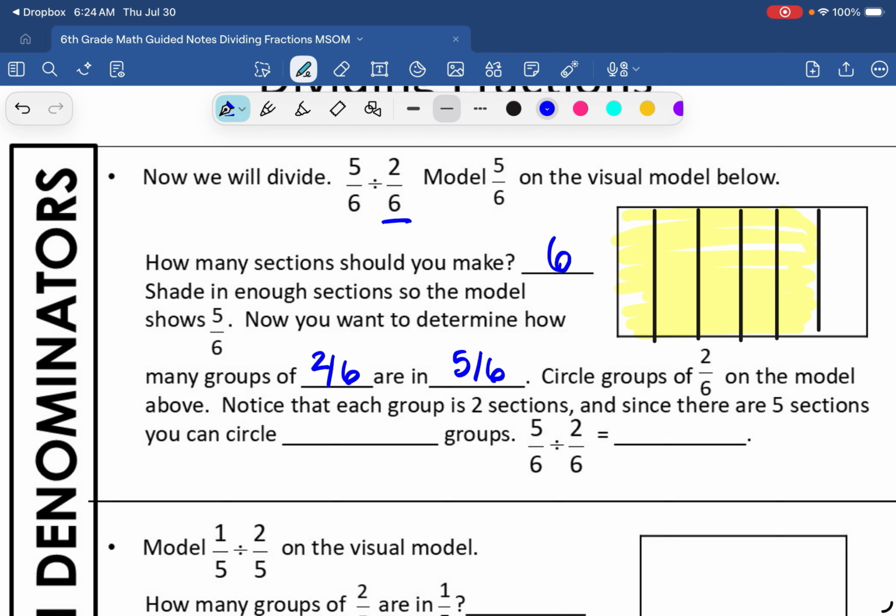So let's circle groups of 2/6 on the model above. Here's one group of 2/6, another group of 2/6, and I cannot make another group of 2/6. I need 2 of these. So this is going to be half a group. So it looks like I can circle 2.5 groups, because one group is 2 of them and I have just a half here, so that's going to be half of it. So 5/6 divided by 2/6 is 2.5.